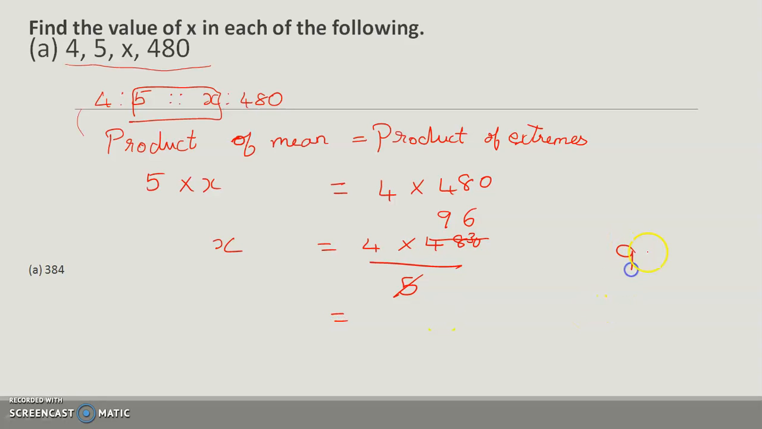Now multiply 96 and 4. Do I get 384? Yes. So what is the value of x now? It is 384. So you may get a question: they are in proportion, find the value of x.